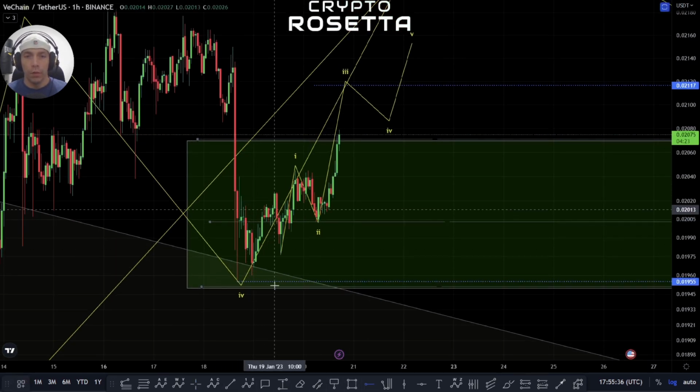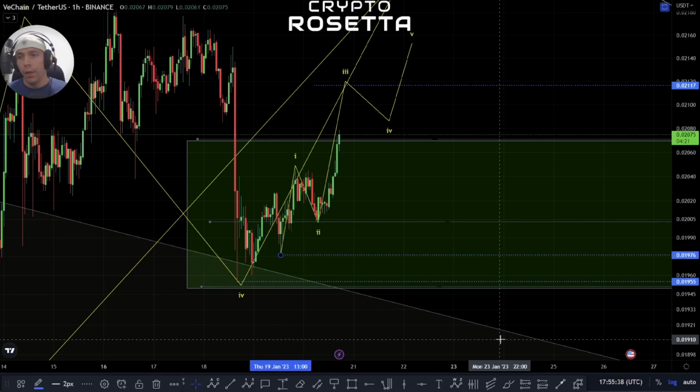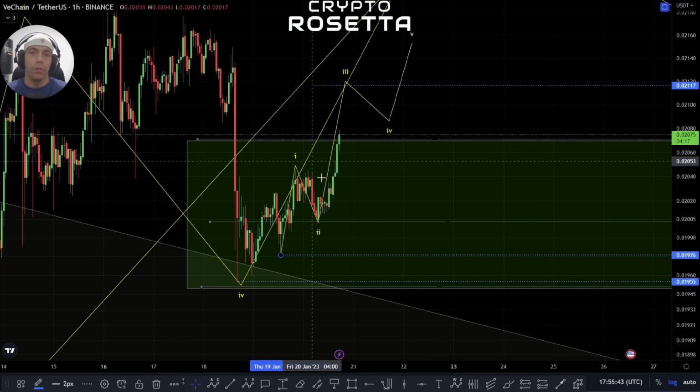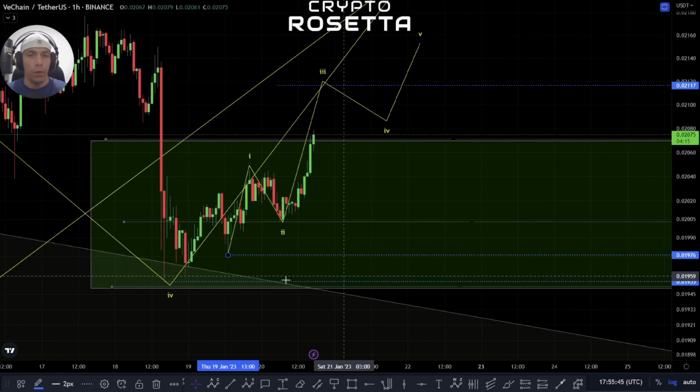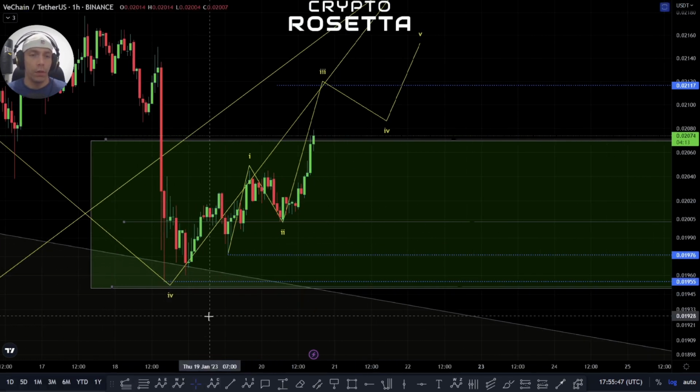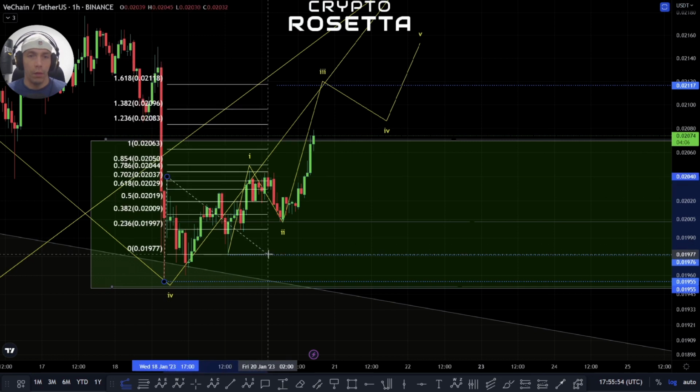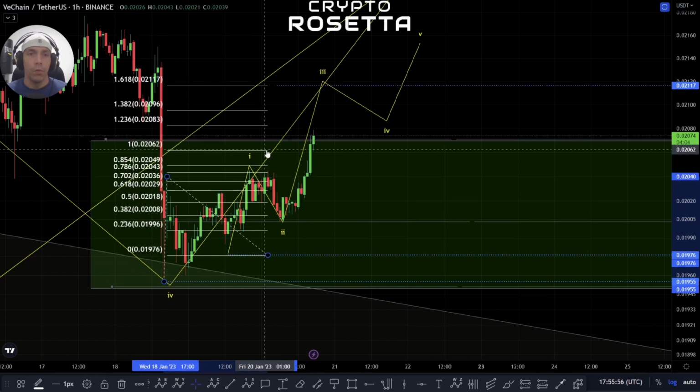moving down past this low point here of 01976 would effectively invalidate the structure. So we need to be careful though, because there is a potential that this could just be a corrective move to the upside, and potentially we could just count this as A, B, and C. So we move past this 1-to-1. So we need to see how we progress.